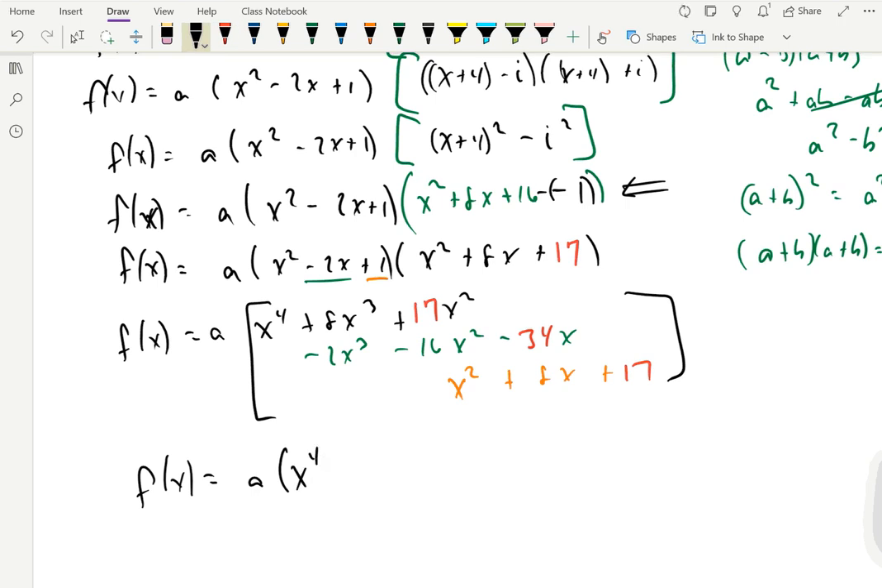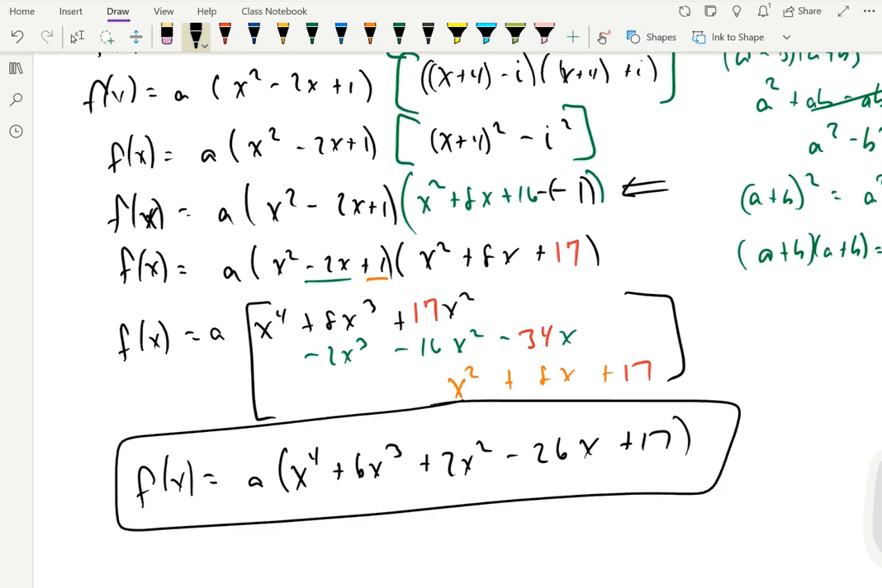So I've got x to the fourth, then plus 6x cubed, and then plus 17 and 1 is 18, minus 16 is 2. So I'm going to end up with 2x squared. Negative 34 and 8 is negative 26x. And then I have the plus 17. Finally, that is our polynomial function.